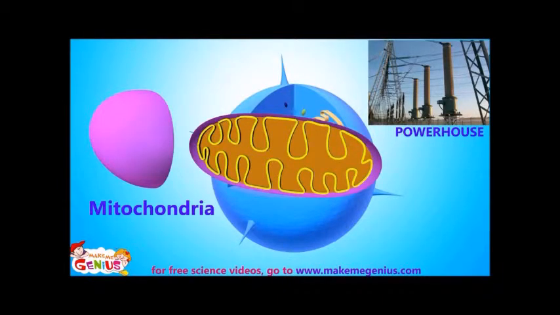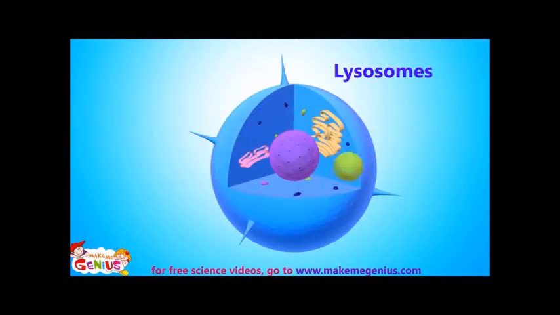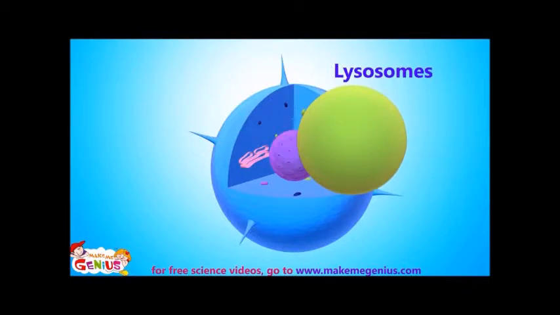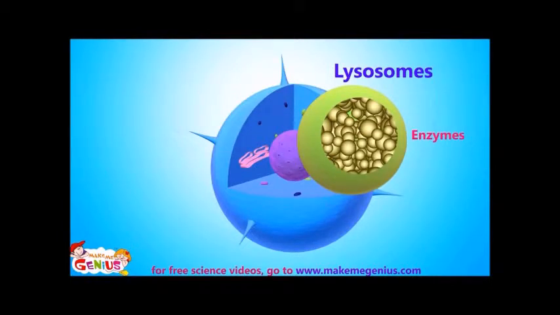Before food goes to the mitochondria, it needs to be digested. This work is done by other cell parts called lysosomes. Lysosomes contain many enzymes which help in the digestion of food. In some conditions, lysosomes release certain enzymes that digest the cell organelles. Due to this, they are also called the suicide bags of the cell.